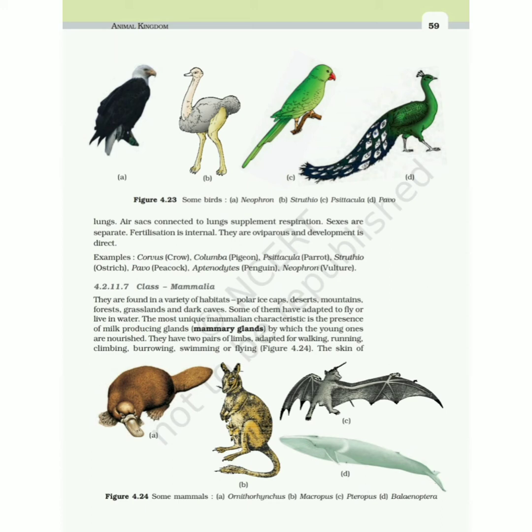Figure 4.23 Some birds: A. Neophron, B. Struthio, C. Psittacula, D. Pavo. Figure 4.24 Some mammals: A. Ornithorhynchus, B. Macropus, C. Pteropus, D. Balaenoptera.